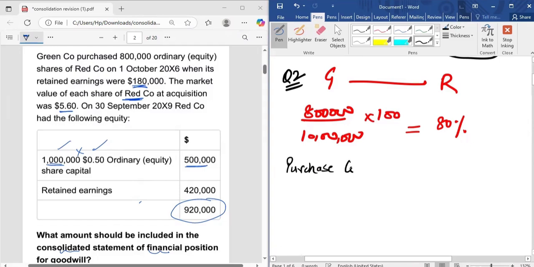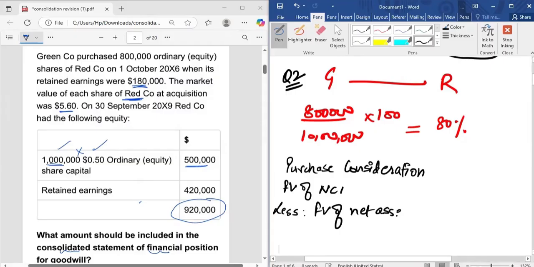Purchase consideration means anything. It could be shares, it could be cash, whatever amount I have given to the subsidiary to acquire it. To this purchase consideration, I will add the fair value of NCI and deduct the fair value of net assets of subsidiary at acquisition. Now let's try to understand this formula first, and we'll get our final goodwill figure.